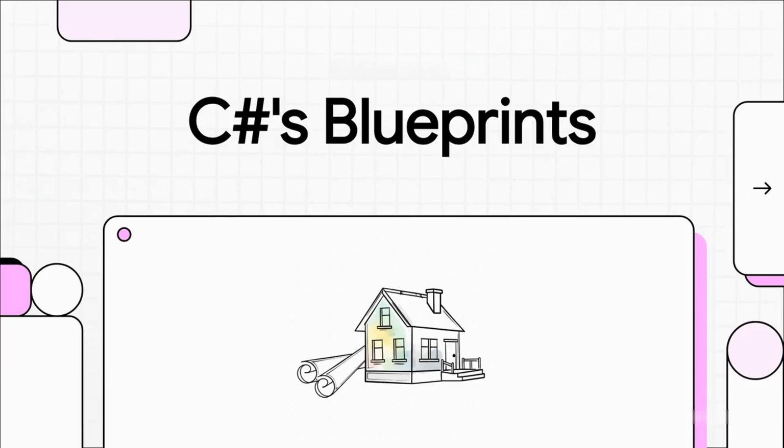All right, let's get right into it. We're going to tackle some of the absolute fundamentals in C#. If you've ever found yourself scratching your head about the real difference between a class, a struct, and an object, well, you're in exactly the right place. We're going to clear all that up using a simple idea: blueprints.